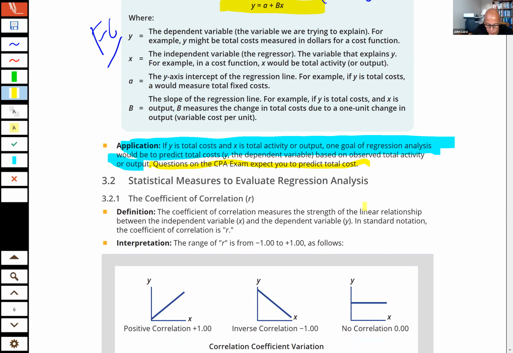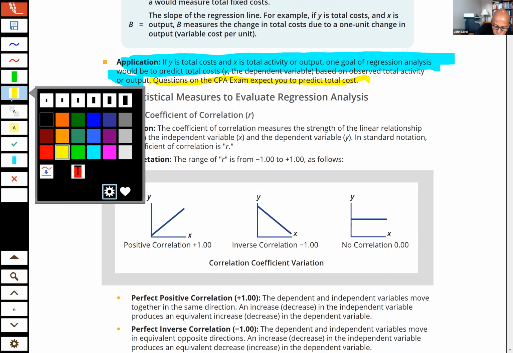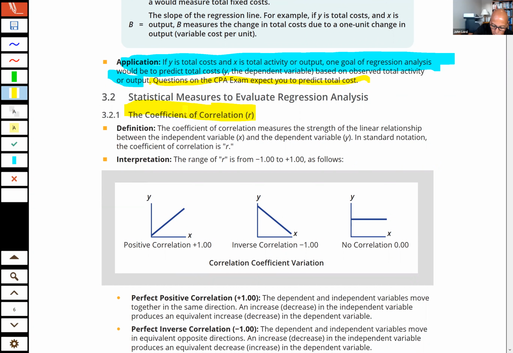Okay, now here's where we start to get some of the definitions, and let's start with the coefficient of correlation. The coefficient of correlation measures the strength of the linear relationship between the independent variable and the dependent variable. In standard notation, the correlation is R, and the range of R is from -1 to 1.